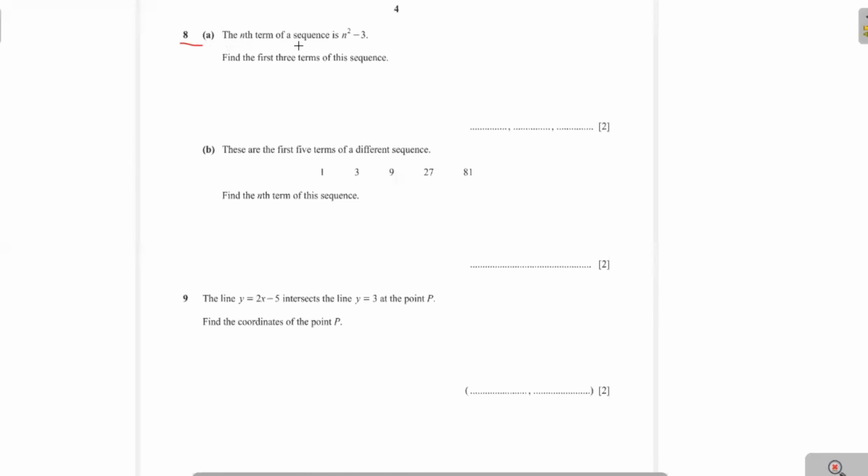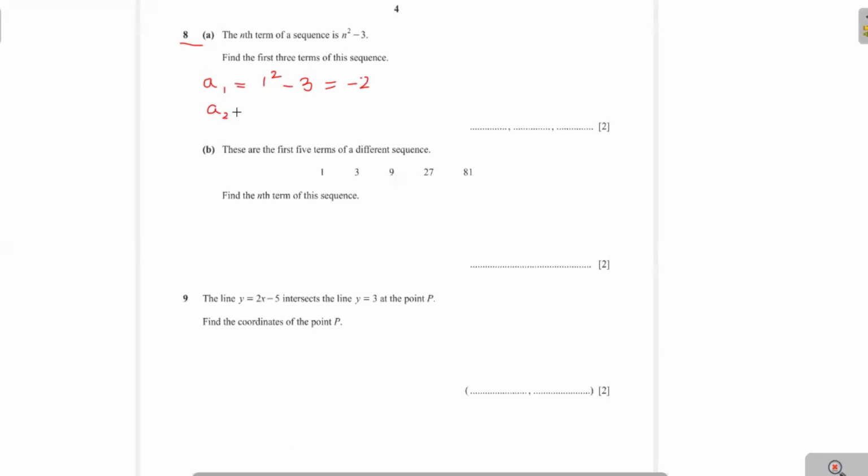Question 8, part A, the nth term of a sequence is n square minus 3. Find the first 3 terms. The first term we can calculate. We suppose that A1 is the first term. Therefore, n will be equal to 1. 1 square minus 3 will be equal to 1 minus 3, that is minus 2.